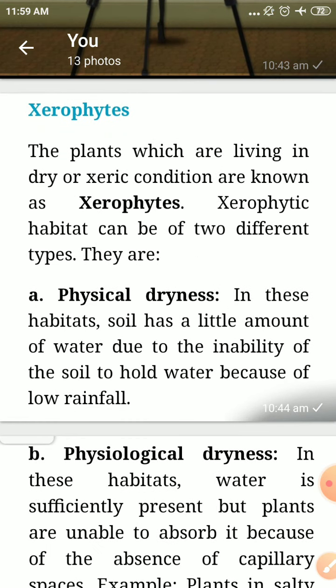Now, the description of the xerophytes and the listing of the morphological and anatomical adaptations. Xerophytes, as we discussed earlier, are the plants living in dry or xeric conditions. Now, these xerophytic habitats are of two types.